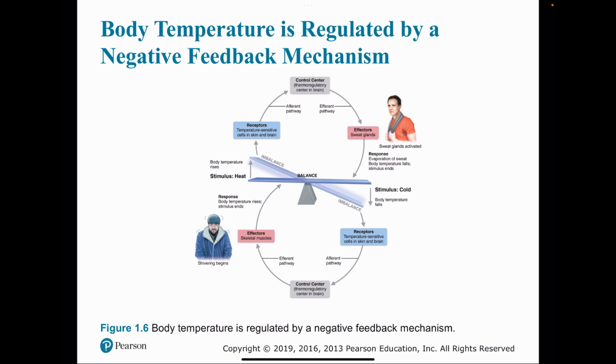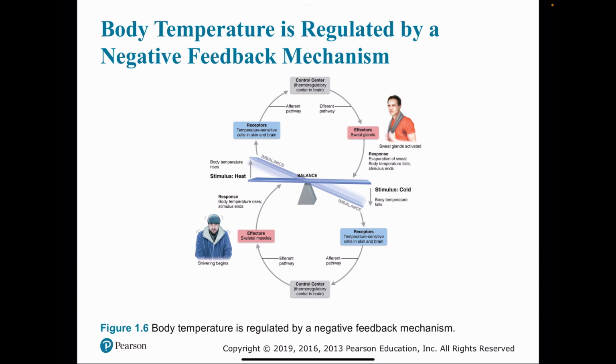We could also have the opposite end of this. We could have the body temperature becoming more hypothermic, body temperature falling below that 37 degrees Celsius. Again, we have temperature-sensitive cells in the skin and the brain, forming that thermoregulatory center in the brain. But this time, instead of causing the sweat glands to become more active, it will cause shivering, little micro contractions of the muscles, which results in heat being released. That heat helps to increase the body temperature.